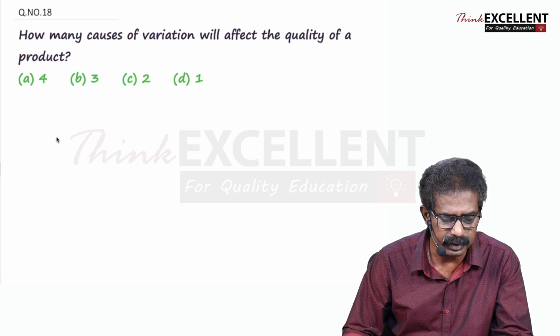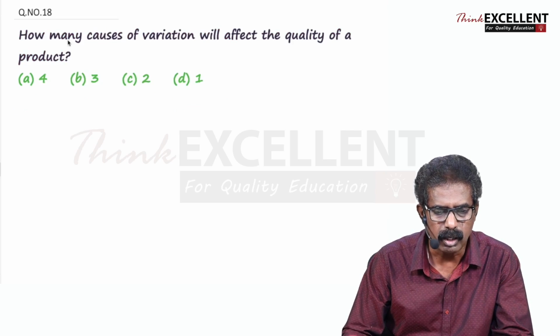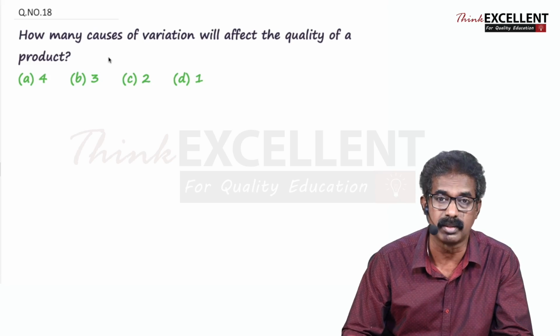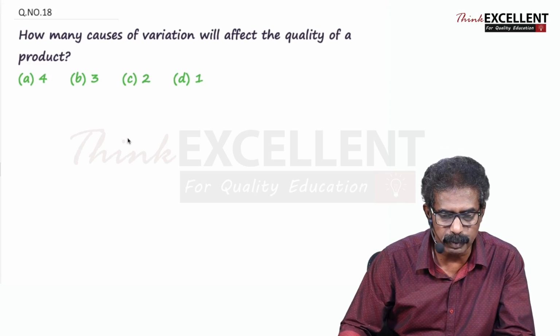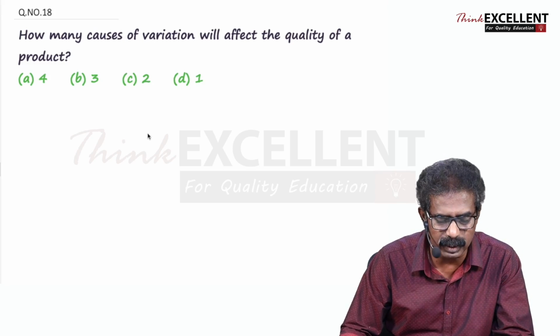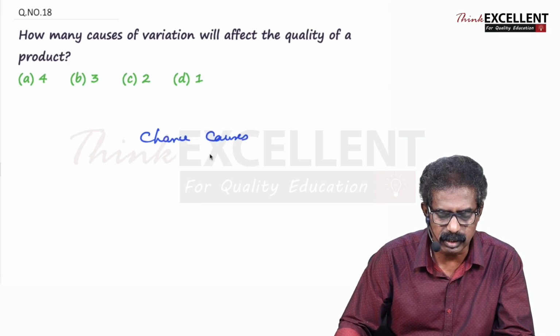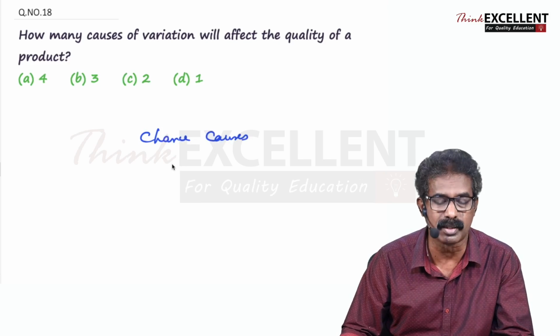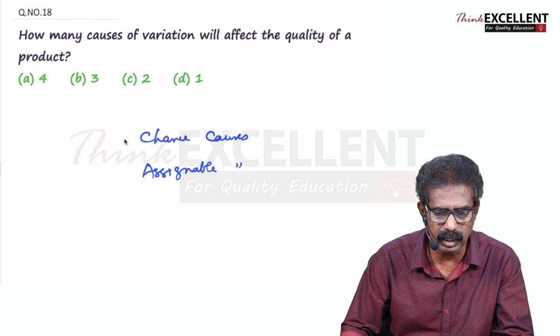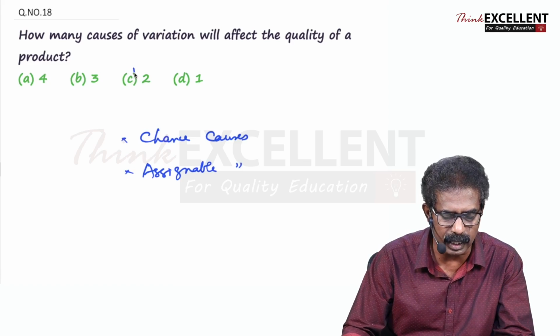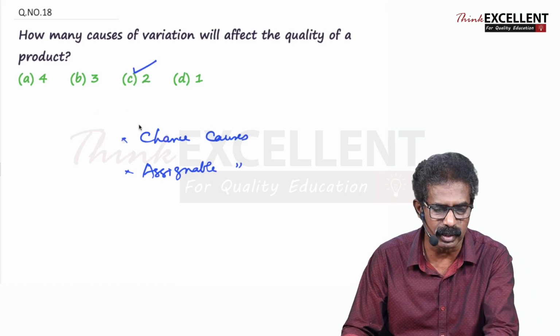Now, question number 18. How many causes of variation will affect the quality of a product? Here they only ask how many, not what the causes are. But do you remember them? One is chance cause, or we call it random cause. Another one is assignable cause. So there are two causes here. They only ask how many, but you remember what the two causes are.